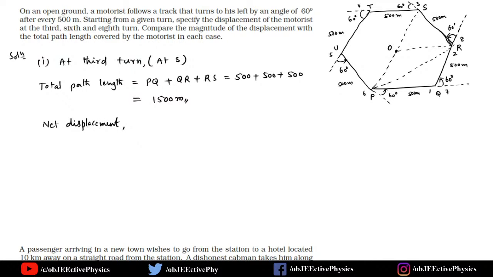Net displacement S is equal to PS bar in the diagram. PS bar is twice the radius, that is equal to PO plus OS. PO is equal to 500 and OS is equal to 500. So therefore 1000 meters. 1000 meters is the displacement.